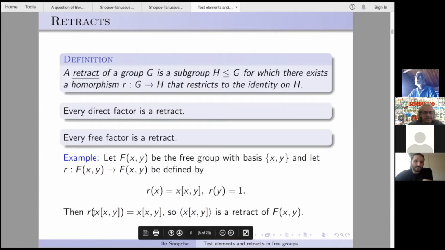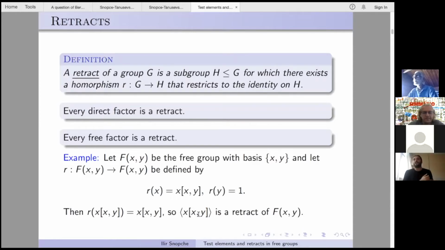Then it is easy to see that R of x times the commutator of x and y is exactly this element here. Why? Because in the commutator, y and y inverse are going to 1, and x and x inverse will be simplified in the image. So we just have R of x, which is exactly this element here. From here, we obtain that the cyclic group generated by this element is a retract of the free group of rank 2 on the basis x and y. And actually, it is not difficult to see that this cyclic group is not a free factor. So this shows that in free groups, there are retracts which are not free factors.